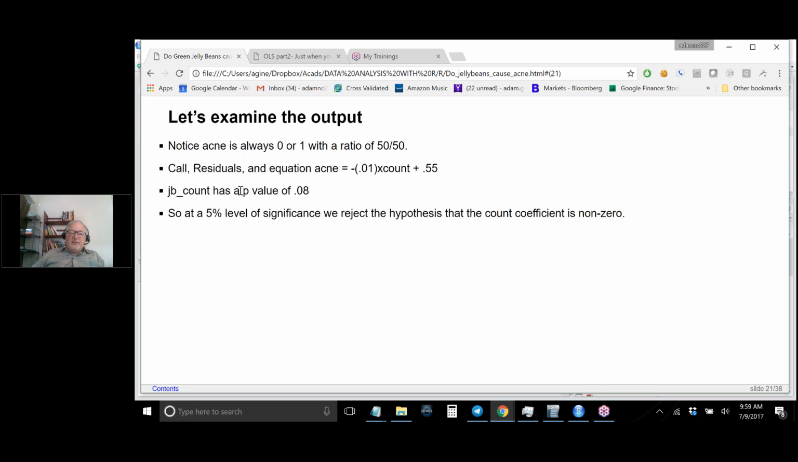We accept the hypothesis that the true coefficient of jelly bean count is 0, because we have a p-value of 0.08, which is greater than 0.05. So at the 5% level of significance, we cannot reject the hypothesis. We accept the hypothesis that the coefficient is 0.